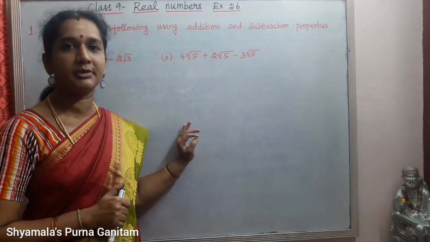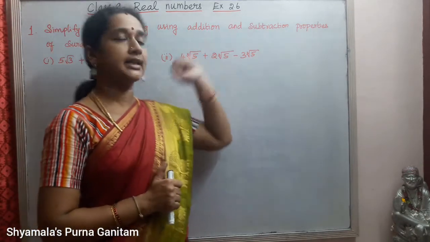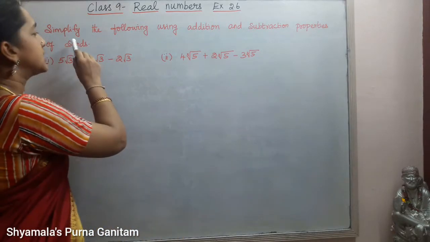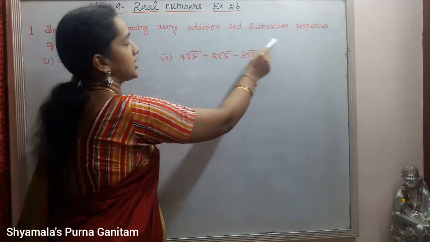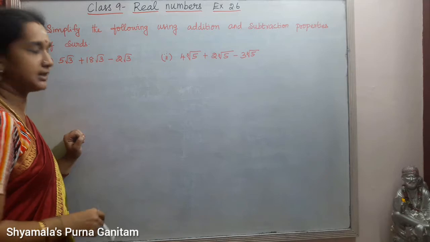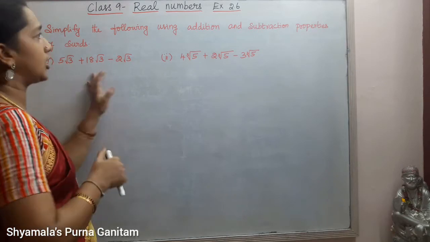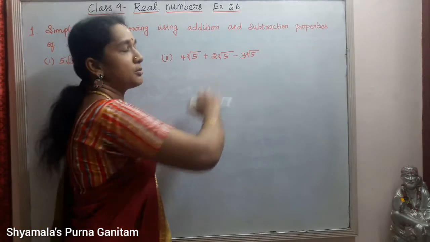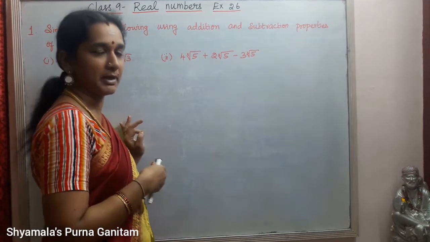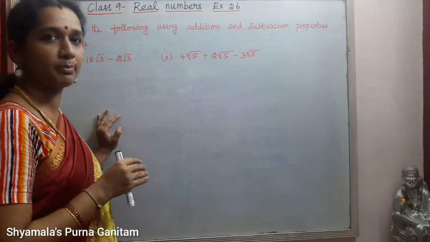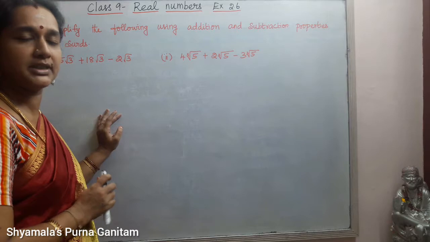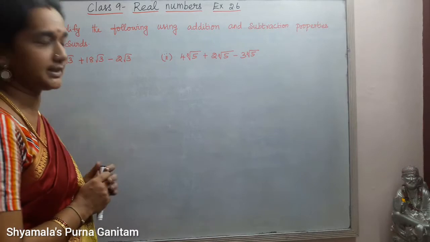This is the second chapter, real numbers, exercise 2.6. Simplify the following using addition and subtraction properties of surds. I have already explained the addition and subtraction properties in my previous video. With the help of those properties we are going to do the sums in exercise 2.6.